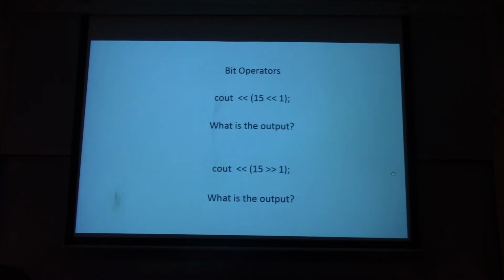6. How about 6 right shift by 1? 3. How about 3 right shift by 1? 1. How about 1 right shift by 1? 0. Get it? Okay, so now what if I have 15 right shift by 3? 15 right shift by 3 is going to be 1.